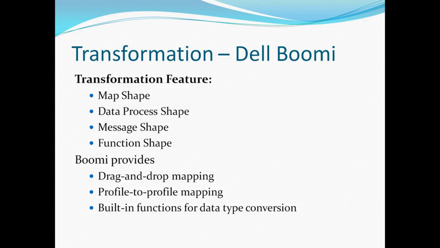In Dell Boomi, we can use the following transformation features: Map shape, Data Process shape, Message shape, and Function shape. These are the objects we can use to do the transformation in Dell Boomi, which also provides drag and drop mapping and profile to profile mapping, and a lot of built-in functions for data type conversion. It also supports XSLT transformation.